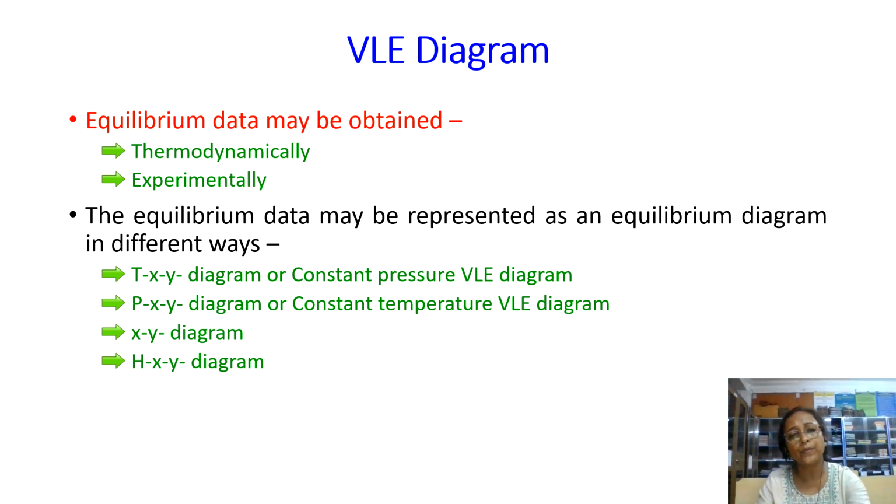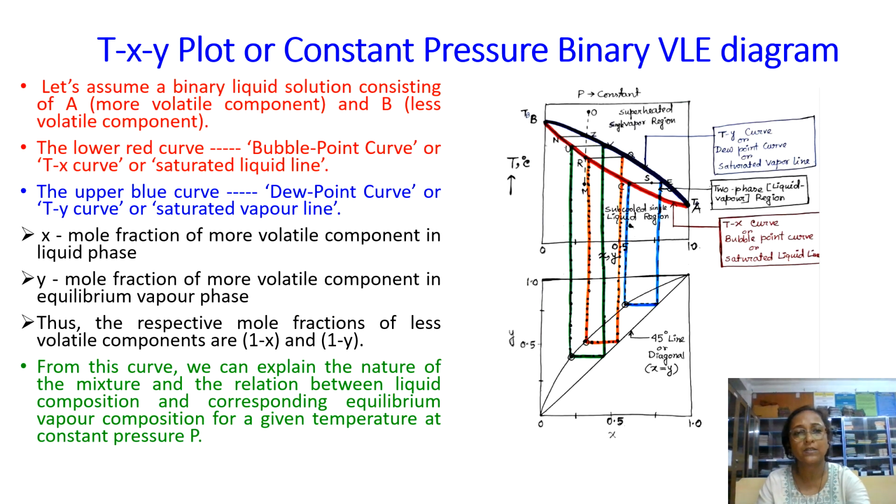We can also plot only the XY diagram. Another type is the HXY diagram, where H represents the enthalpy, and X and Y represent the mole fraction of component A in the liquid phase and the equilibrium vapor phase. Today we will discuss the first type, that is the TXY plot or constant pressure binary VLE diagram.